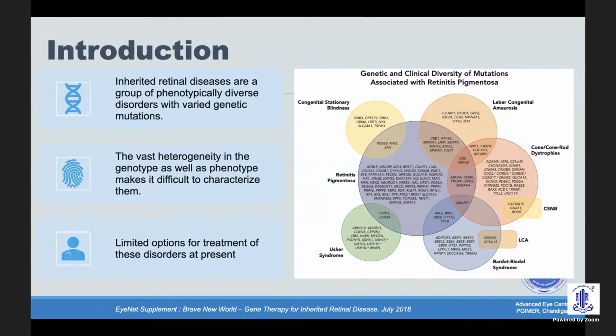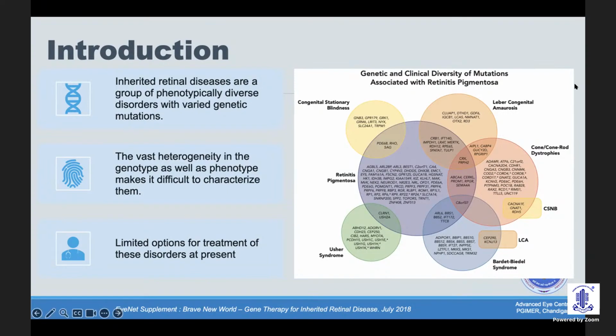Inherited retinal diseases are a group of phenotypically diverse disorders with varied genetic mutations. And as you can see from this illustration, there are so many genes involved, and these are just the genes. There are thousands of variants of these genes further, which can complicate the genetic heterogeneity, and thus it makes it difficult for us to characterize them properly. There were limited options for treatment in the past and at present also, but there is big hope in the future.